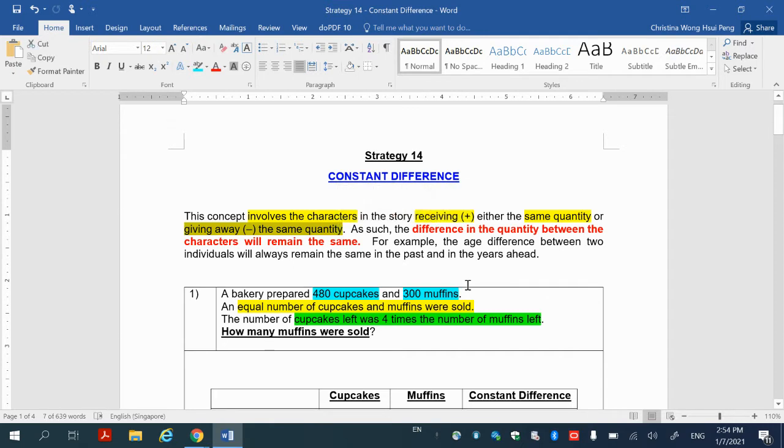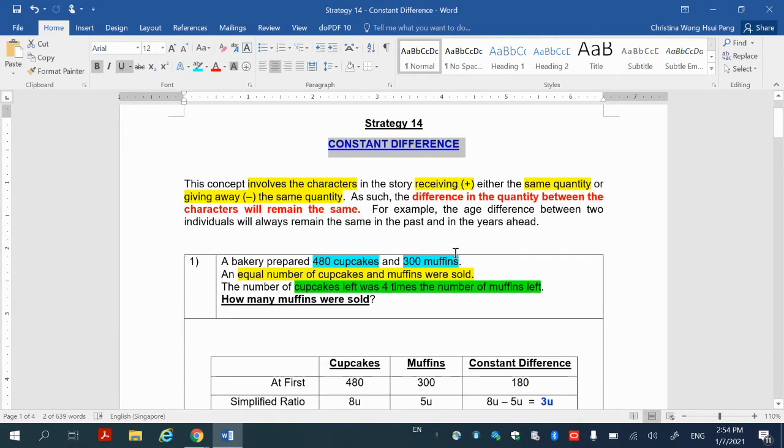For example, A and B. A loses 10 stickers, B also loses 10 stickers. So as such, you will be able to understand that the difference in the quantity between A and B will always remain the same because the same amount was bought and the same amount was lost. So this kind of constant difference typically appears in questions involving age.